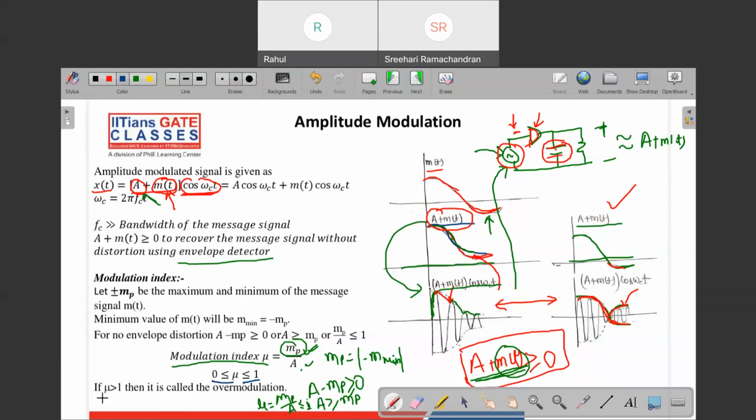When the modulation index is greater than 1, we call it over modulation, and that is the case when our envelope is violating this criterion at some points. We call that over modulation. And if there is over modulation, the envelope tracker will not work properly. We will not be able to go back to our original signal.